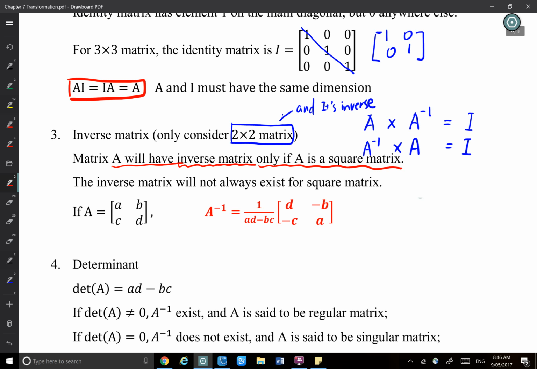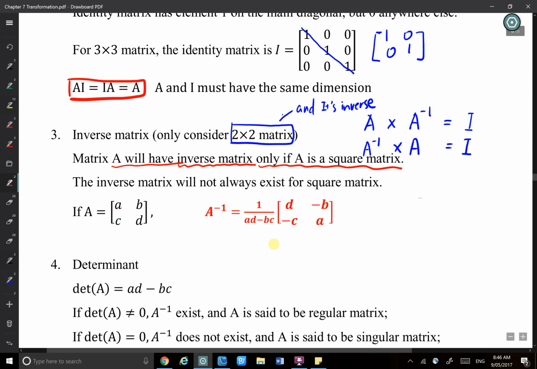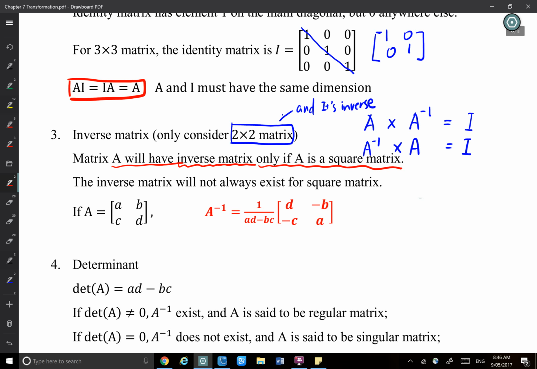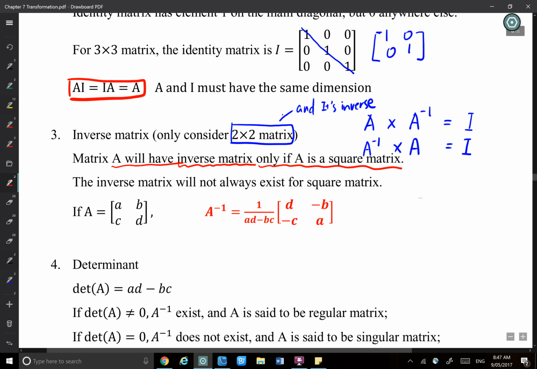So if I have matrix A, B, C, D, where A is here, B is here, C is here, D is here, in this order. Order is important. A, B in a row, C, D in another row. So what is A inverse? A inverse, it's a long formula, is 1 over AD minus BC.